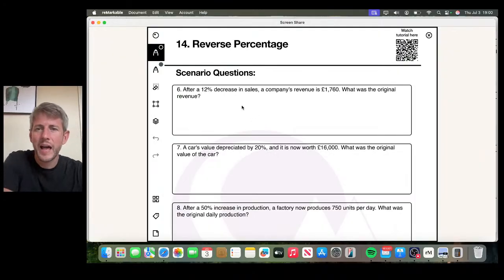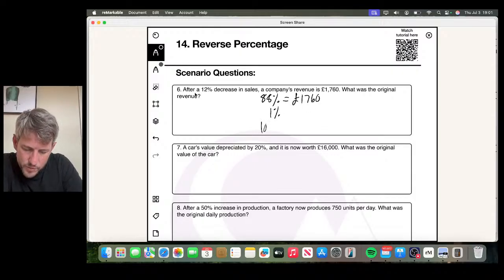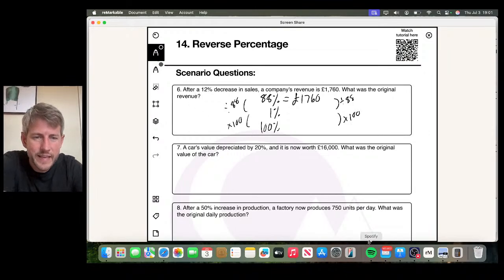So this says, after a 12% decrease in sales, a company's revenue is £1,760. What was the original revenue? Okay, so 12% decrease means that's 88% we're talking about here. So 88% equals 1,760. So we want to go to 1% and 100%. So we're going to need to divide by 88 and then times by 100, and let's see how that goes.